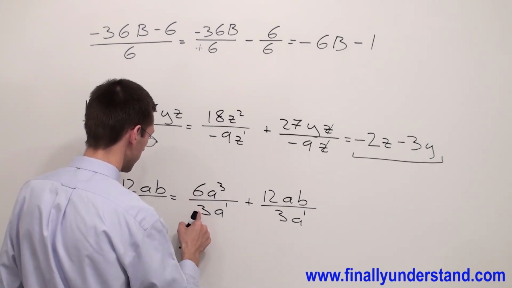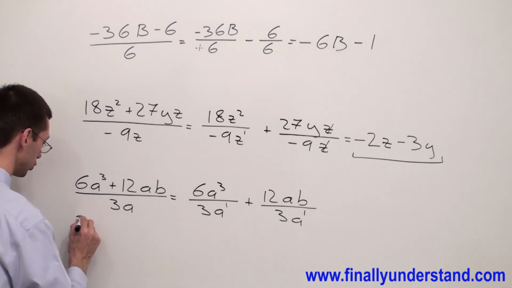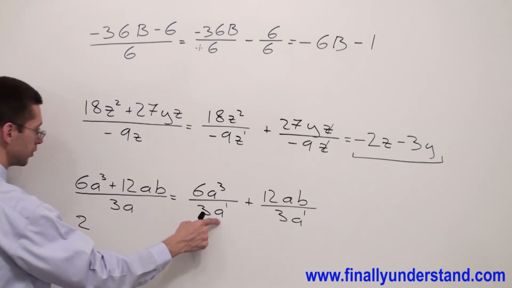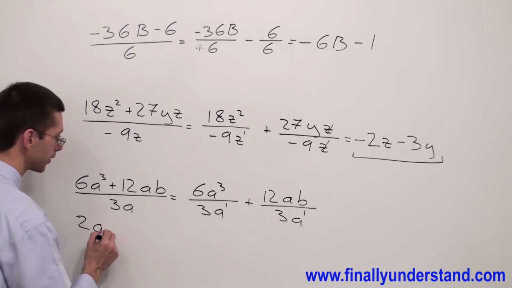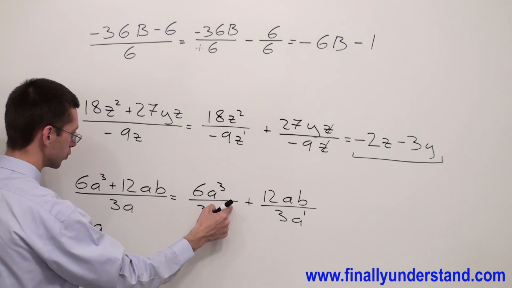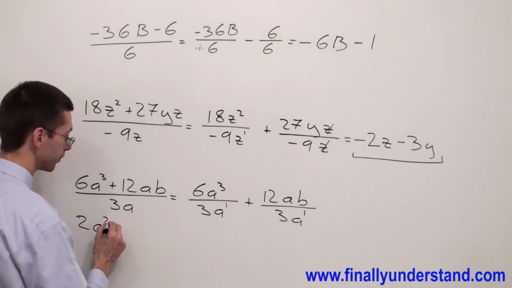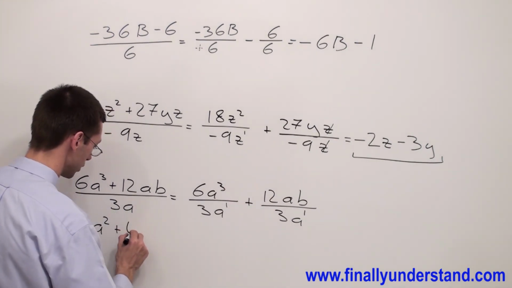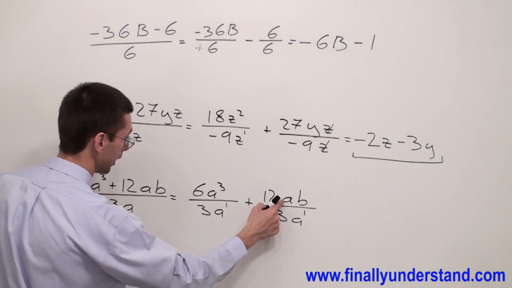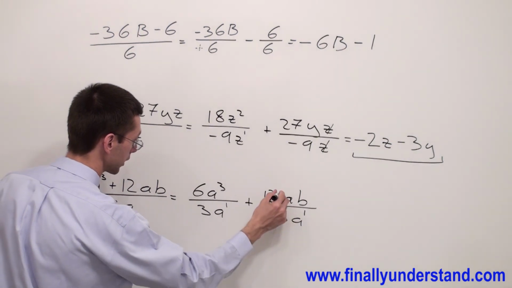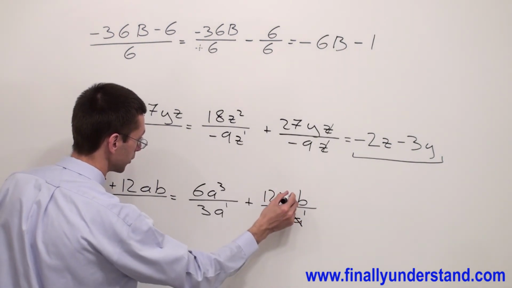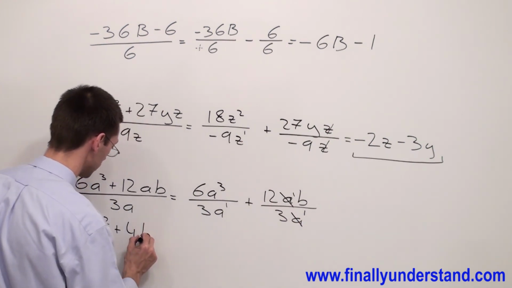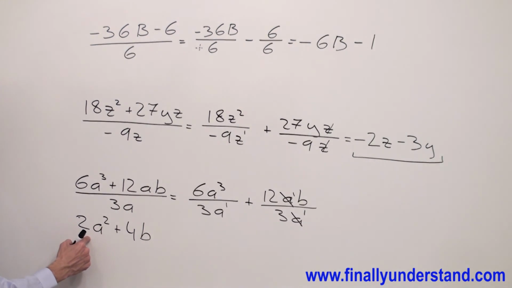6 divided by 3 is 2. a to the third divided by a to the first. I have to keep the base and subtract the exponents. 3 minus 1 is 2, plus 12 divided by 3 is 4. a and a will cancel out because both of them have the same exponents, and I have b. I have to copy down b. This is the solution to my problem.